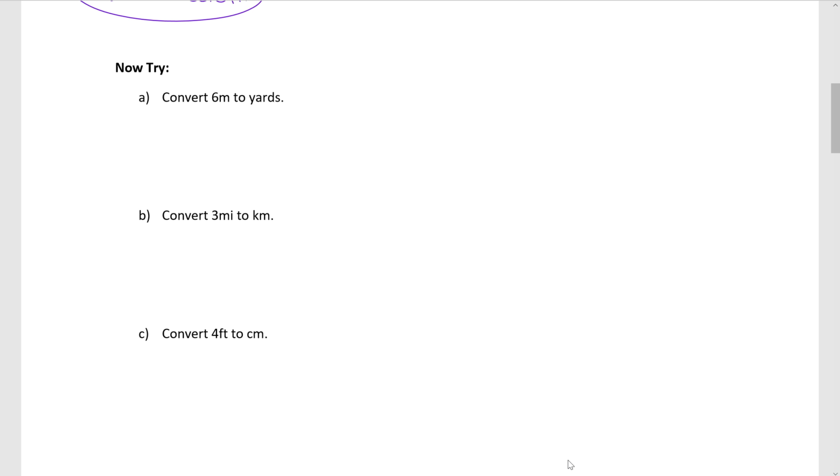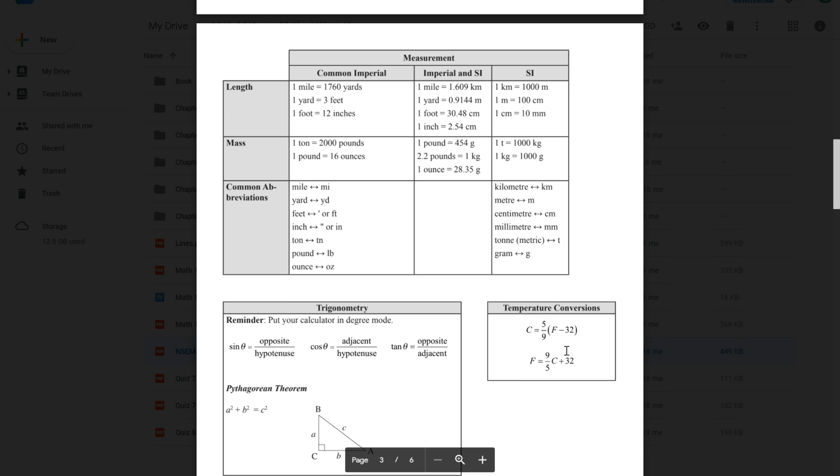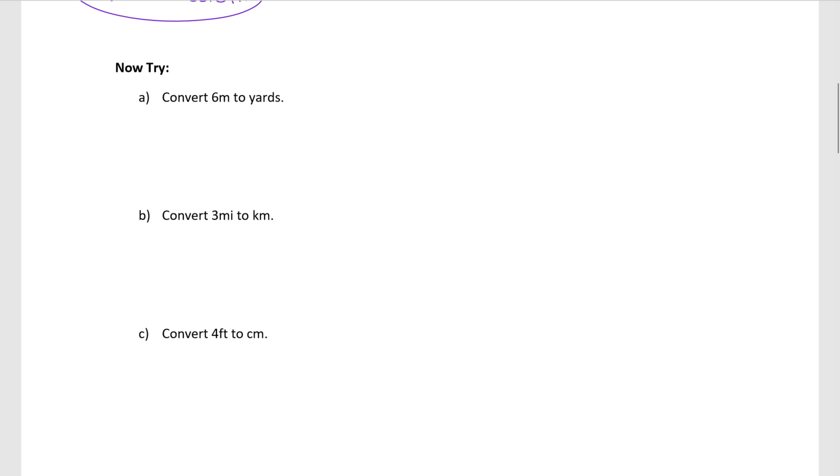Okay, so 6 meters to yards. So let's look at our table and we can see that 1 yard is 0.9144 meters. So that's what we're going to use. I'm just going to jot it down over to the side. 1 yard equals 0.9144 meters. Okay, so we set up our proportion. That equals, so the value I have to plug in is 6 meters.